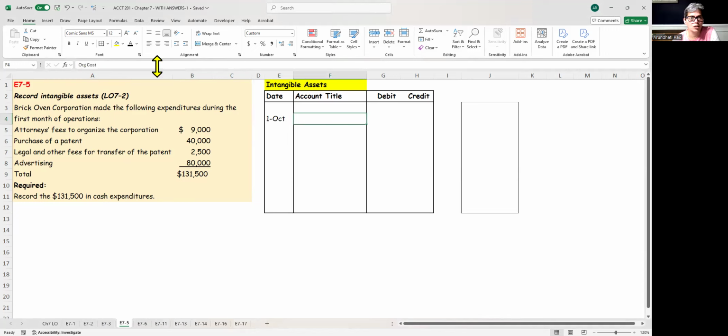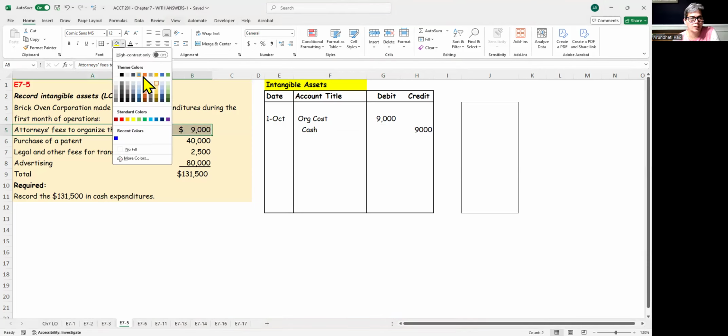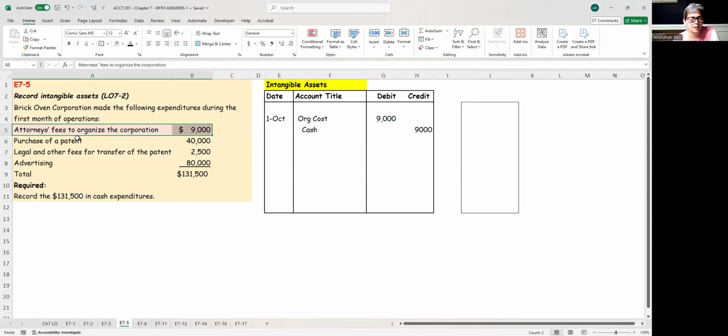First month of operations, I'm going to debit an account called organizational cost. That's an intangible asset. And I'm going to credit cash, and that's for the $9,000. And I'll explain what we're going to do with this after I'm done with all my journal entries. So that was the first one, this is the fees that we paid the lawyer.